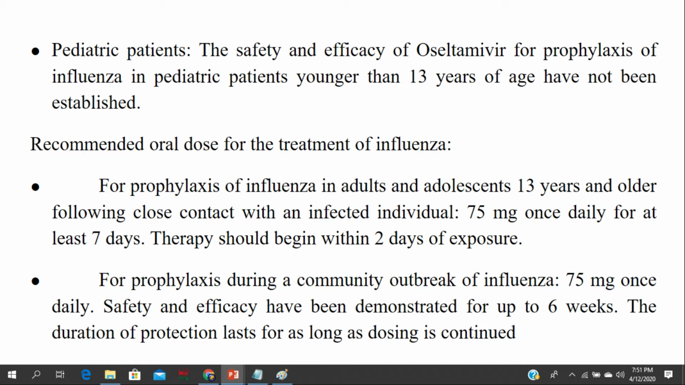Pediatric patients: the safety and efficacy of oseltamivir for prophylaxis of influenza in pediatric patients younger than 13 years of age have not been established. Recommended oral dose for the prophylaxis of influenza in adults and adolescents 13 years and older following close contact with an infected individual: 75 mg once daily for at least 7 days. Therapy should begin within 2 days of exposure.